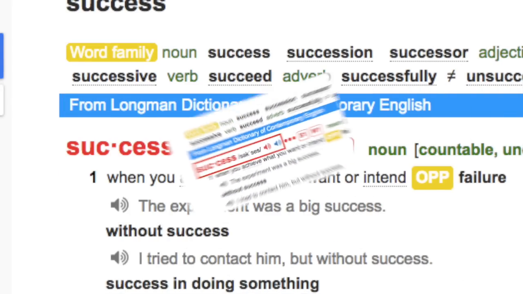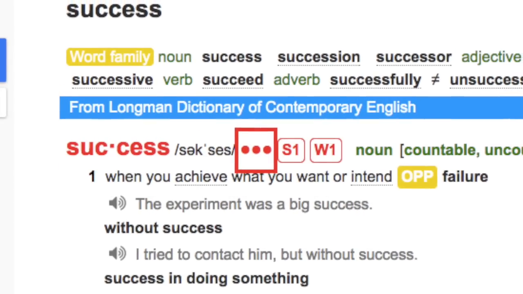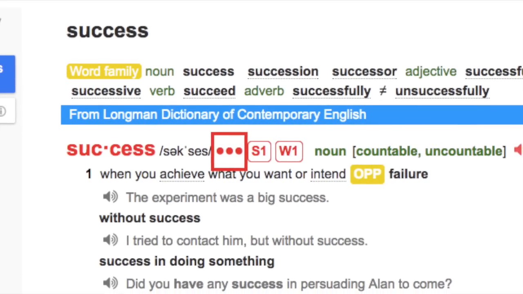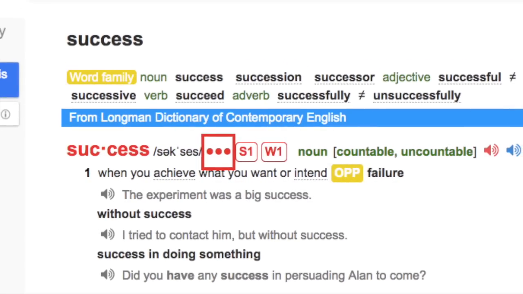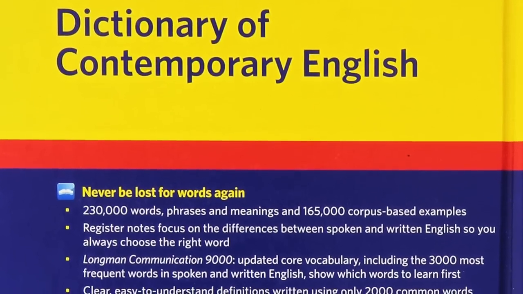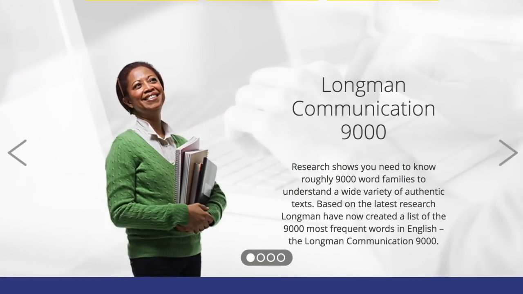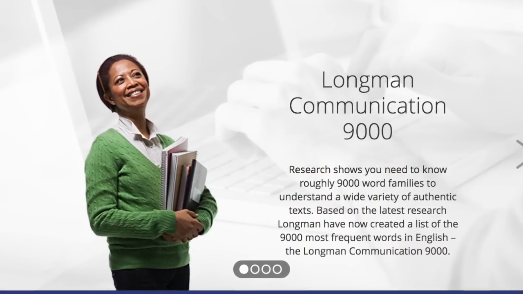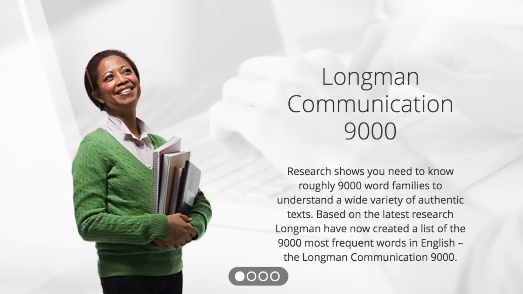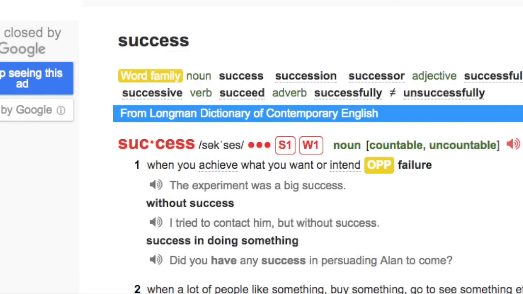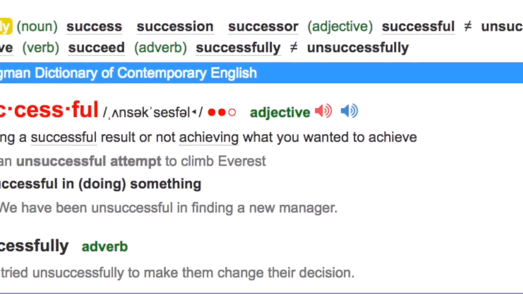Now back to these three red dots, red circles here. Very important symbols. It is how Longman denotes word frequency. Three red dots denote high frequency. Longman Dictionary has a word list called Longman Communication 9000, LC 9000. LC 9000 is a list of the 9000 most frequent words in English. Three dots mark high frequency, top 3000 most frequent words. Two dots mark medium frequency.